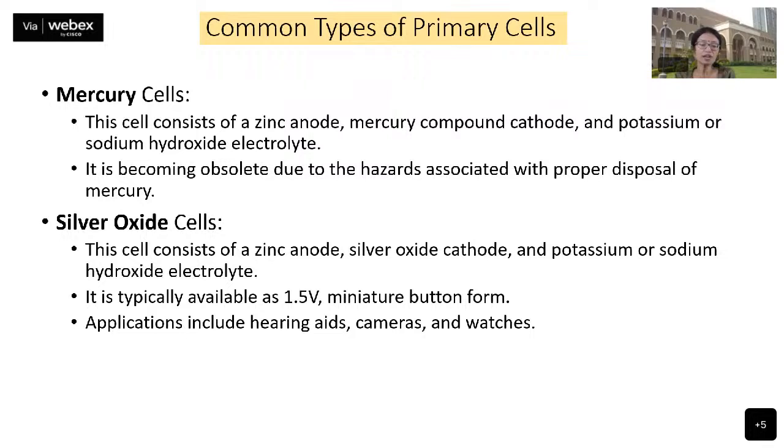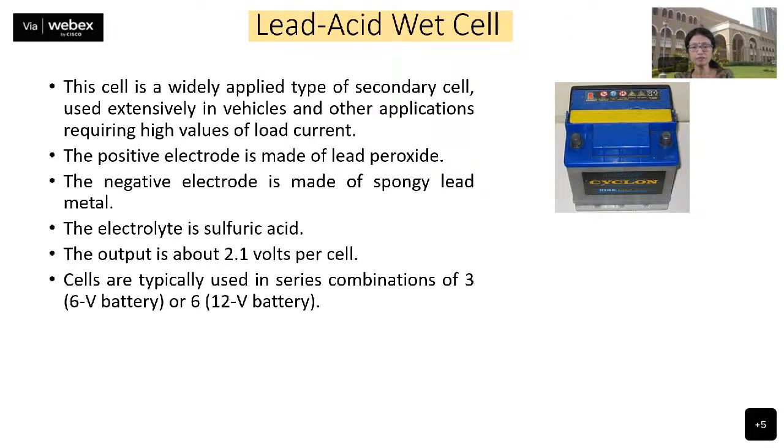And then you have the last variety, which is the silver oxide cell. It has a zinc anode, a silver oxide cathode, and potassium or sodium hydroxide as electrolyte. The voltage is around 1.5 volts. You have the button forms. They are generally used in cameras, watches, hearing aids. The type of cell which you see is basically nothing but your silver oxide cells.